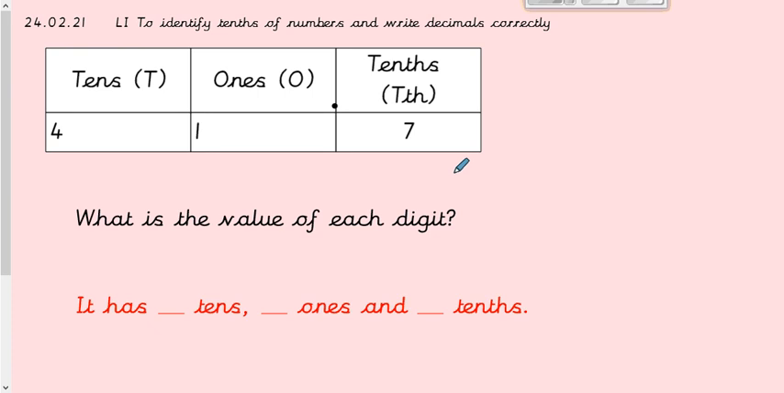So what is the value of this digit? And how, using this sentence stem, could you say how many tens it has, how many ones, and how many tenths? So the value of the digit in this place value grid is 41.7, however you'd like to say it. So it has 4 tens, 1 ones, so it should be an S on the end, and 7 tenths. So it's 41.7, 41 decimal point 7.